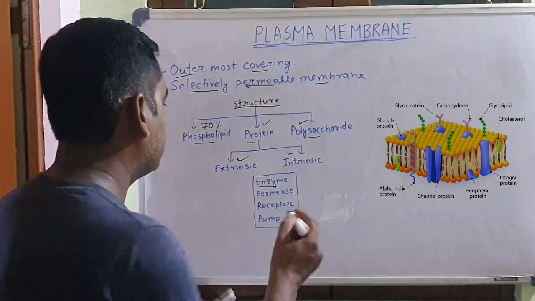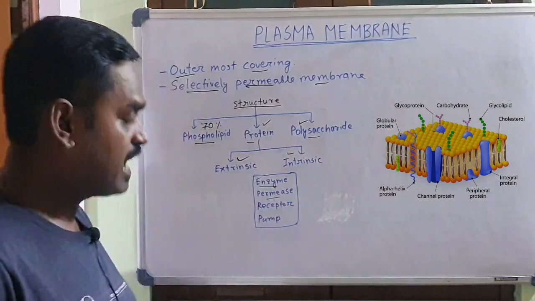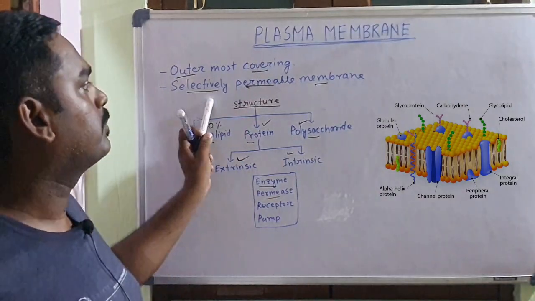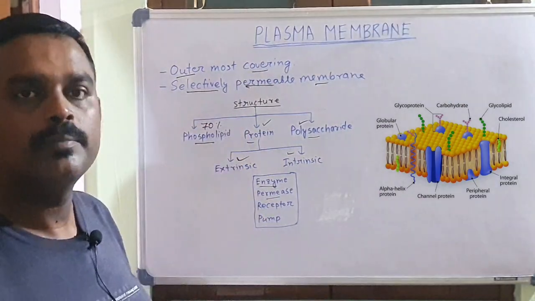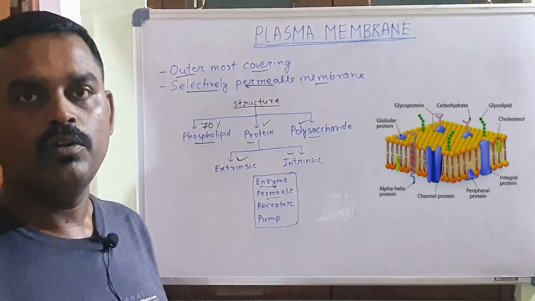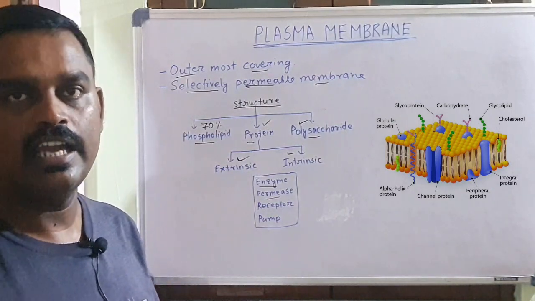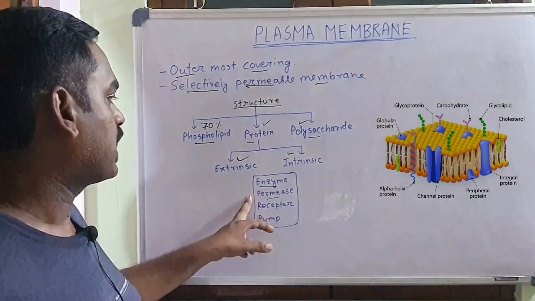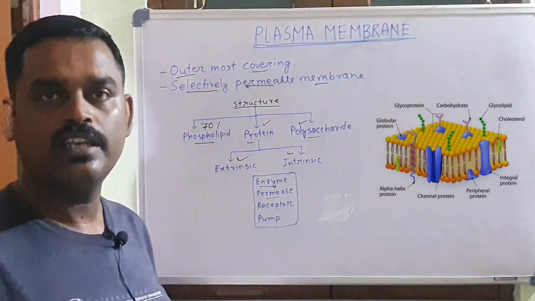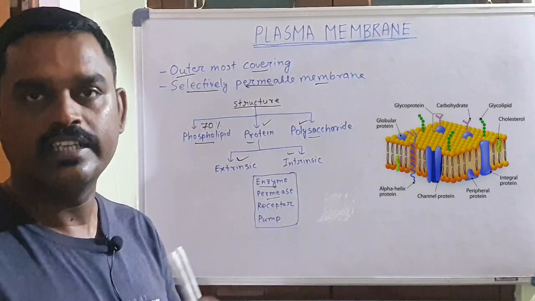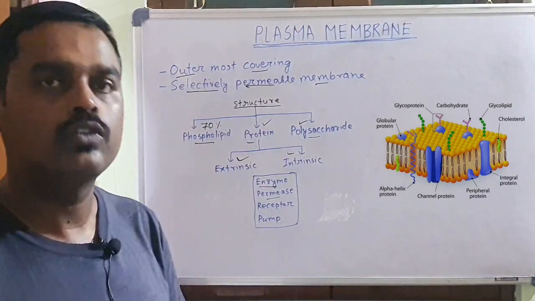Second, it functions as a permease protein. As we discussed in the beginning, the plasma membrane is a selectively permeable membrane. Permeability means it allows only certain types of molecules to enter and leave the cell. So permease activity is an activity of the protein which allows limited types of molecules to enter into the cell or get out of the cell.